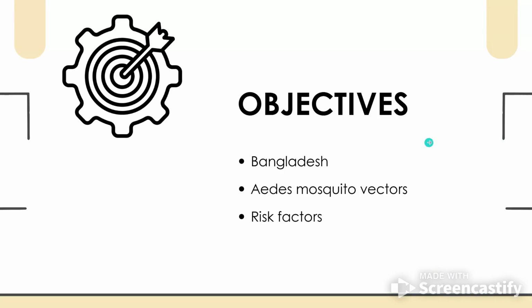Now for this presentation, I will be explaining an article titled A Case Control Study to Determine the Risk Factors of Dengue Fever in Chattogram, Bangladesh. This study took place in Bangladesh, a country in South Asia where its climate favors the growth and reproduction of Aedes mosquito vectors. This study was conducted to explore potential risk factors for and their association with dengue fever.